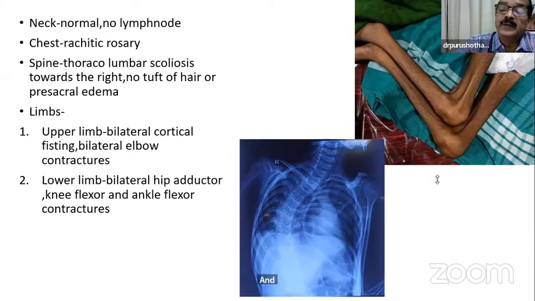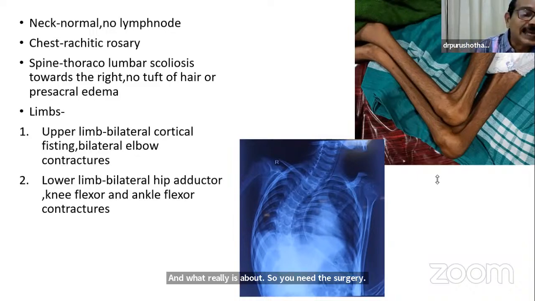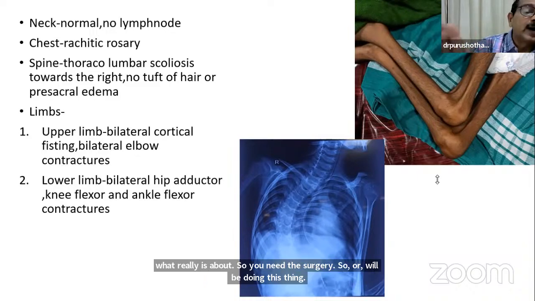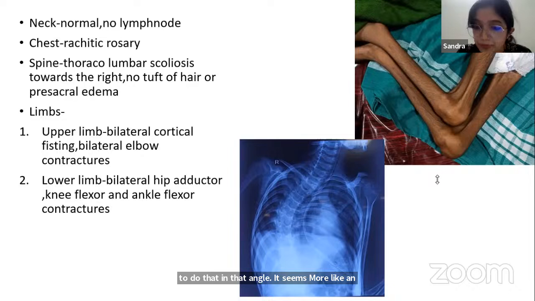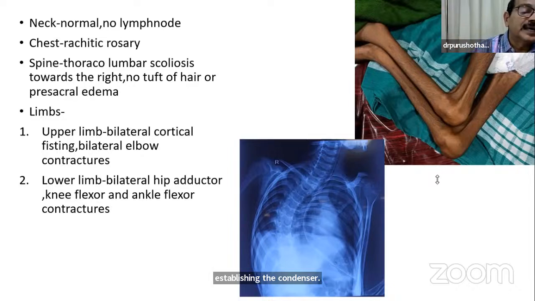So here you need to do that in that angle. It seems more like an established contracture. There is not much role for your medicines. Very, very important, because you will naturally be giving baclofen, dantrolene, or whatever. It won't be working because the spasm contribution there will be minimal. Very, very unlikely that it is contributing. Established contracture. If at all you want to do anything, it's still surgical only. Okay.